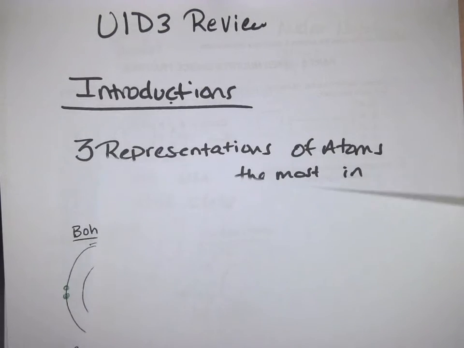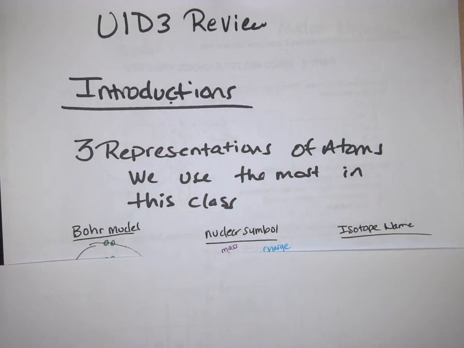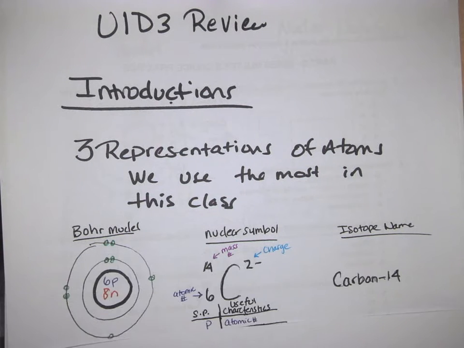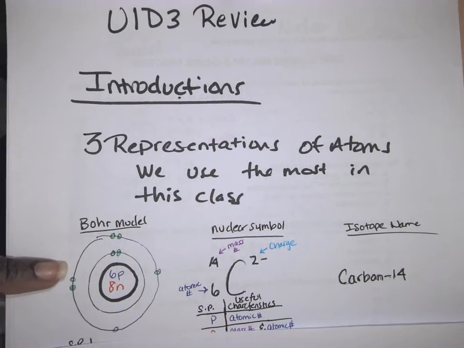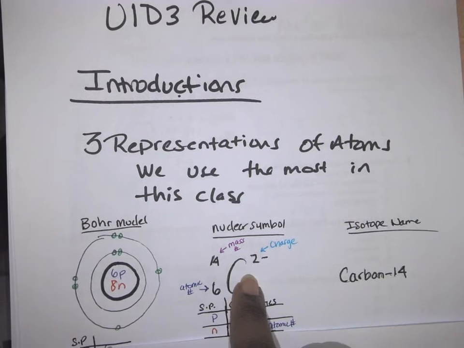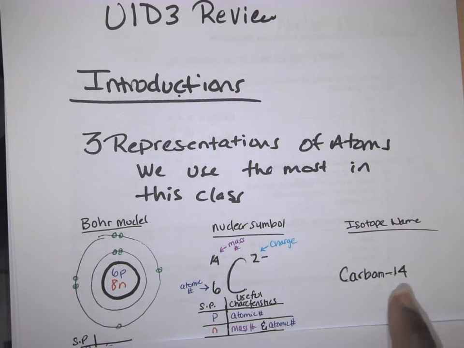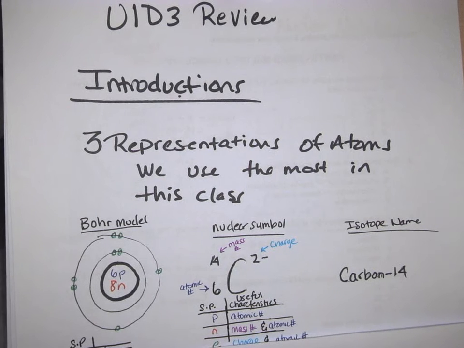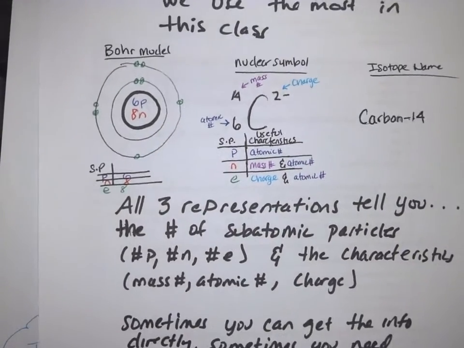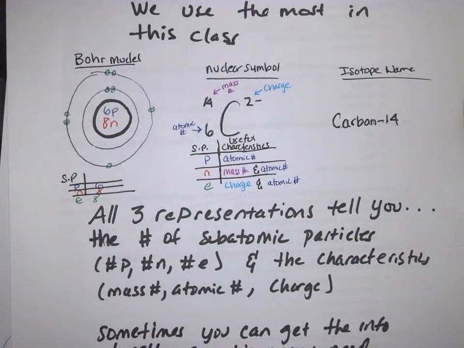So there are three representations of atoms that we're going to use most in this class. You have the Bohr model, nuclear symbol, which is what we've talked about today, and later you're going to find out about the isotope name. And basically, these three representations are ways of describing or depicting an atom. And the thing about all three representations is that they tell you the same thing.